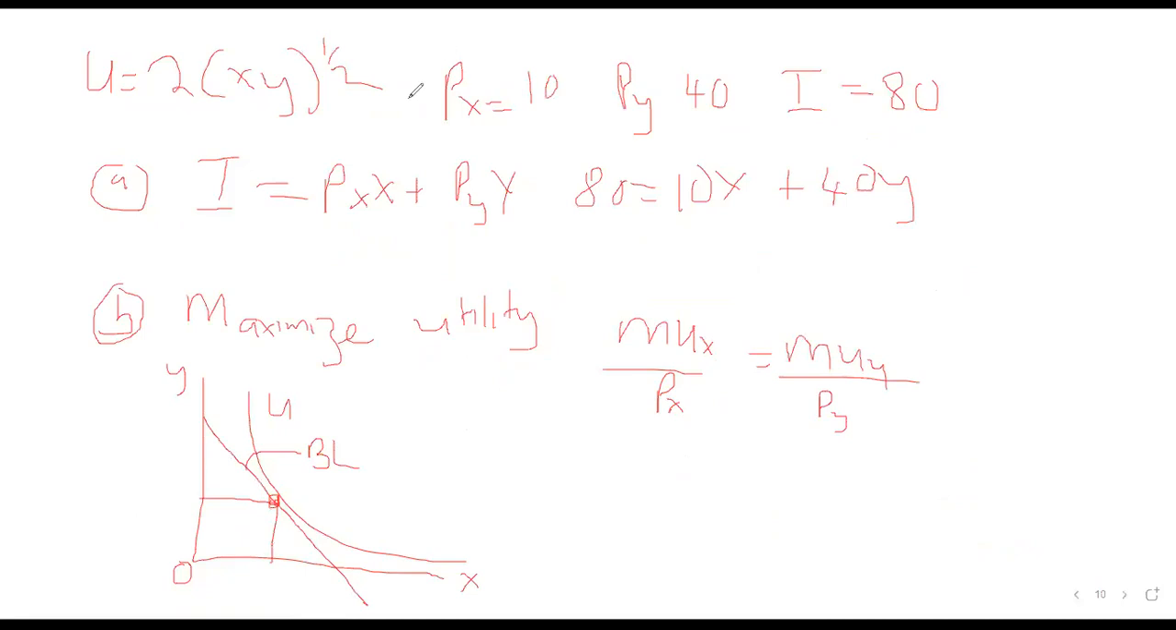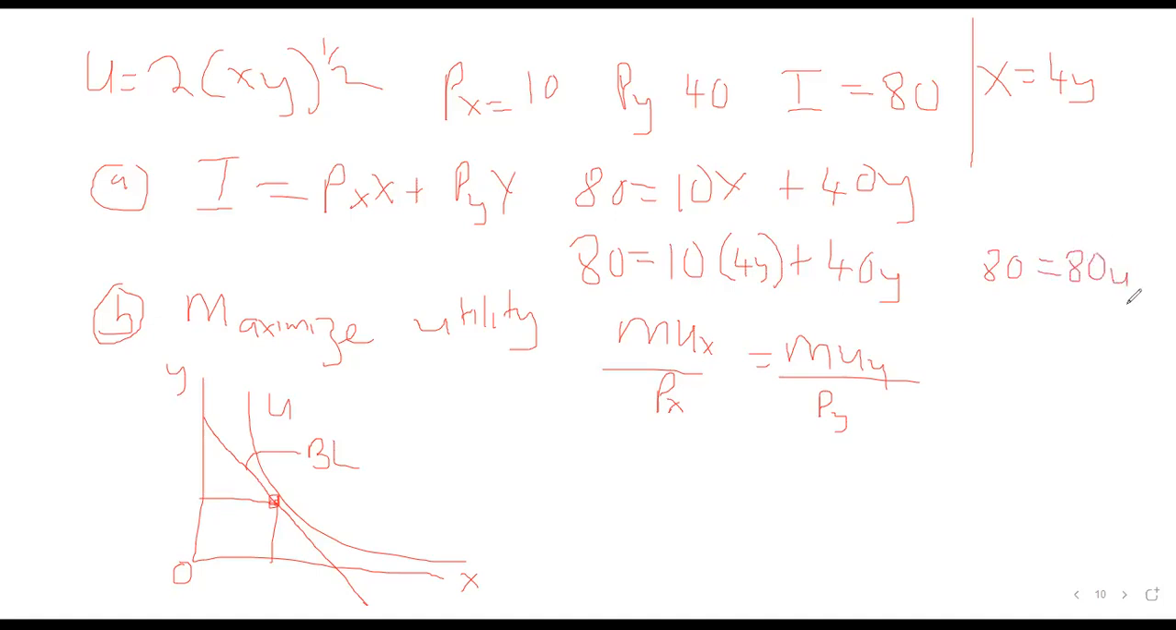Remember our budget was what? 80 is equal to 10x plus 40y. So we've just established that our x is equal to what? 4y. So where there's x, we're going to put 4y. So what are we going to have? We're going to have 80 is equal to 40y plus 40y, which is 80y. So when you divide both sides by 80, our y is going to be 1.